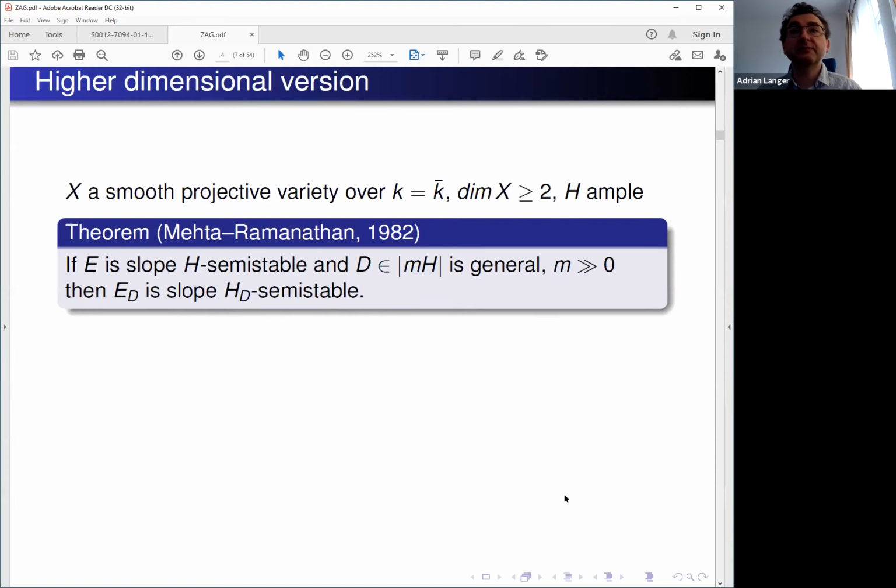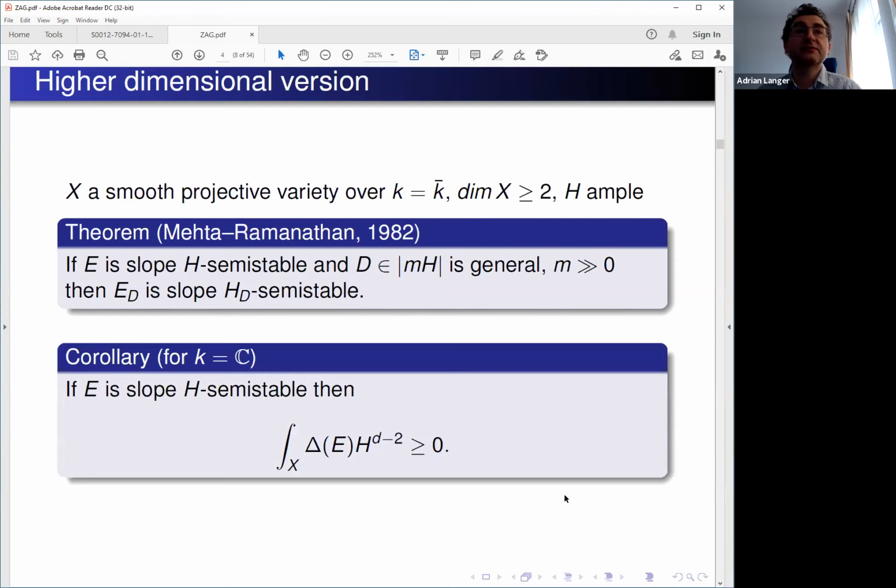And once we have this one, then it is completely obvious that if we are over complex numbers, then if we have something slope semi-stable, then the degree of the class that is obtained by cutting down the discriminant to the surface is non-negative. So this has some applications I will tell a little bit later on, but as I said, this is going to be a pretty general talk.